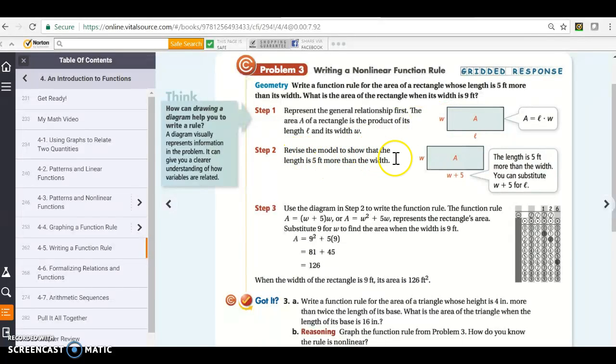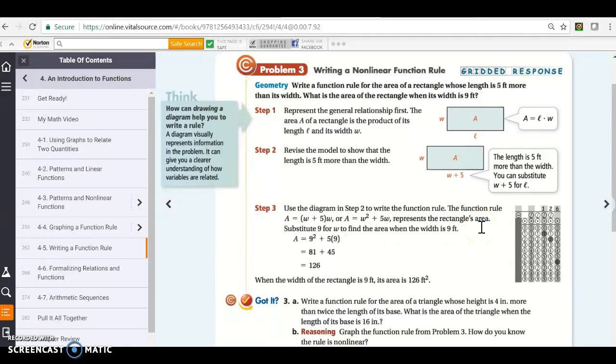It says revise the model to show that the length is 5 more than the width. So this is the length here. Length equals the width plus 5. That makes sense. Then it says use the diagram in step 2 to write a function rule. The function rule would be w plus 5 times w. Or if we multiply everything out by using distributive property, we get w squared plus 5w.